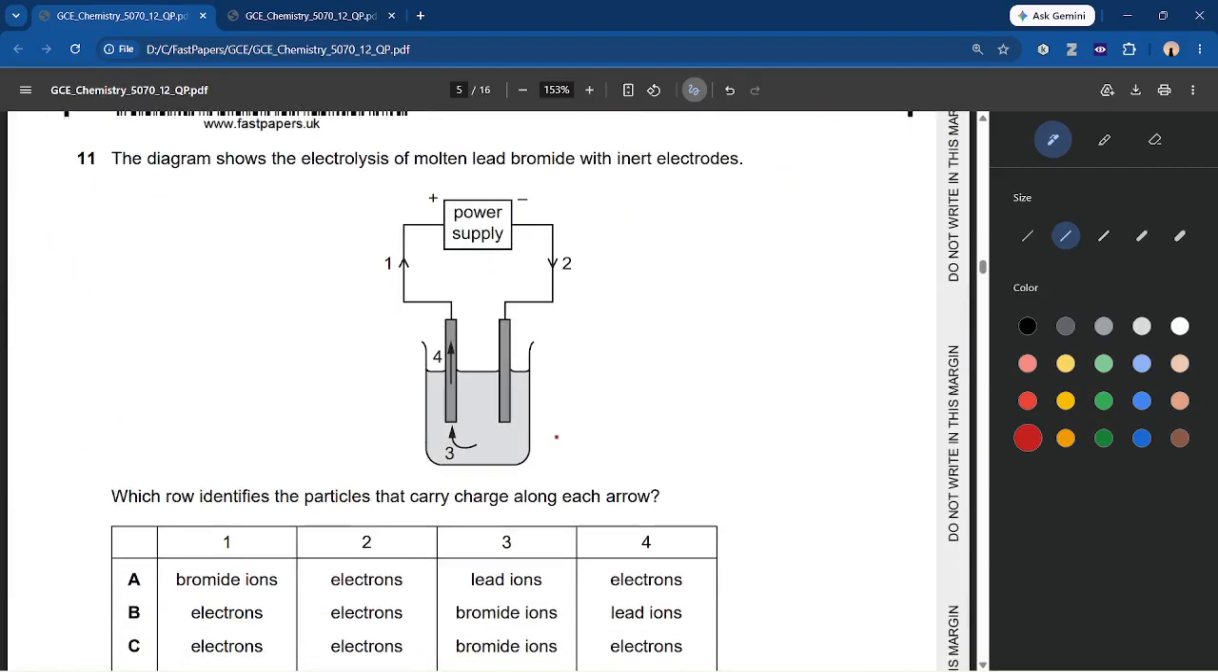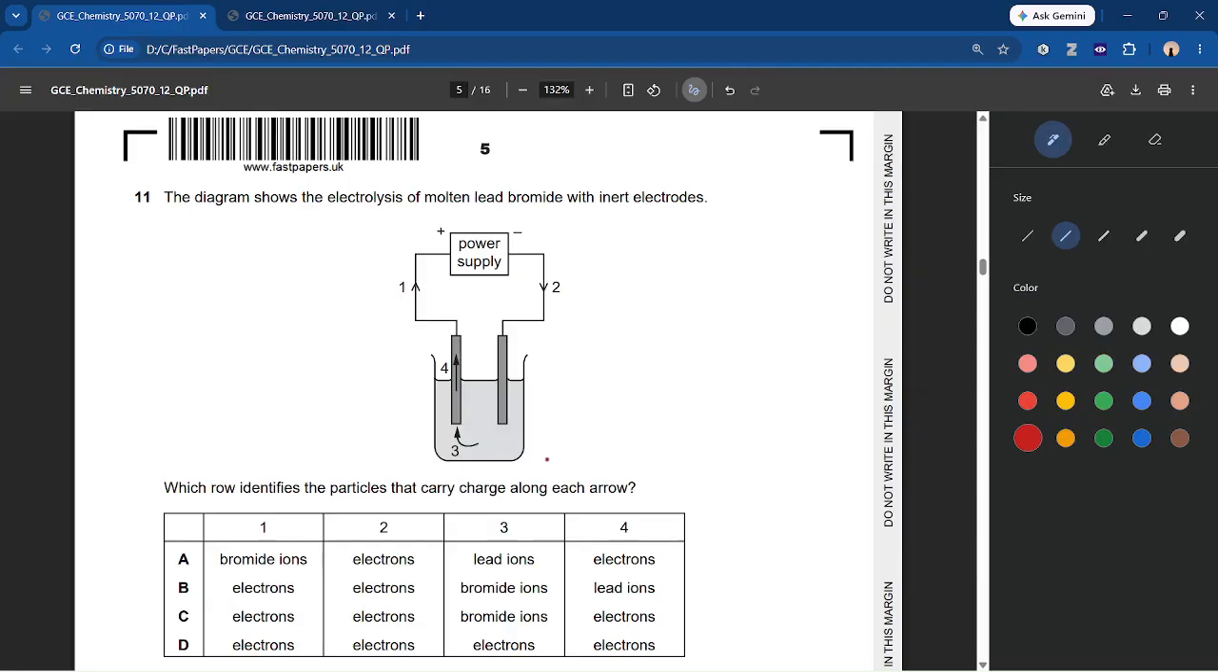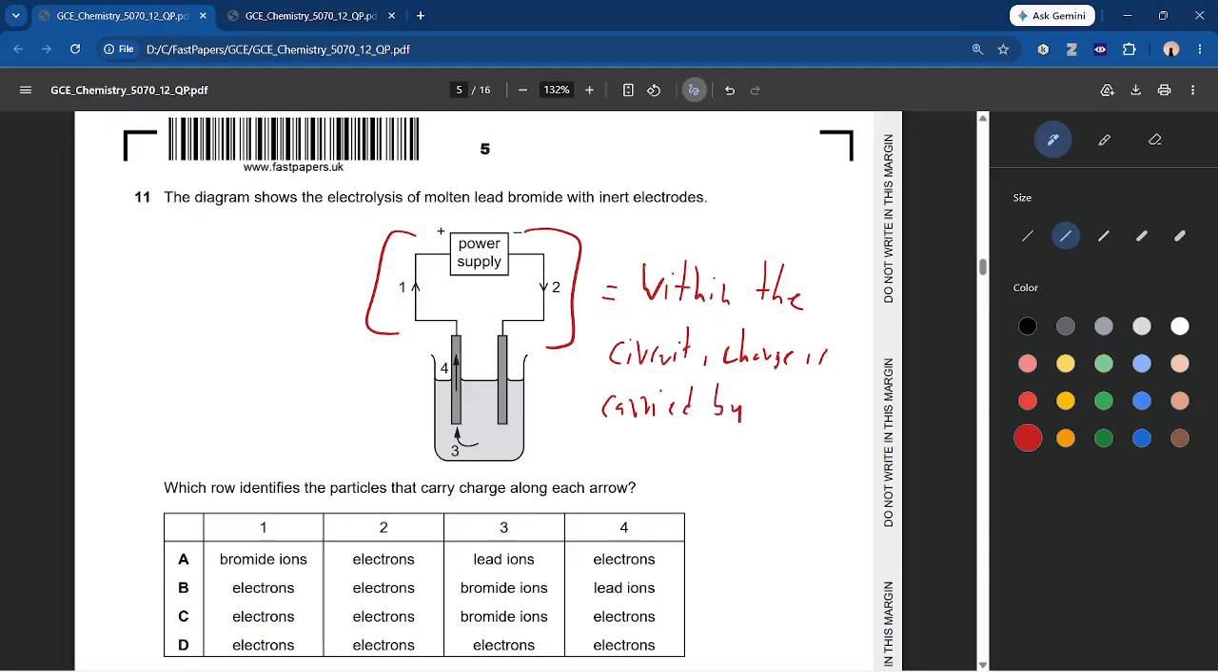The diagram shows the electrolysis of molten lead bromide with inert electrodes. Which row identifies the particles that carry charge along each arrow? All right, so remember that within this entire circuit, charge is carried by electrons. So that means that over here in 4, it's going to be an electron.